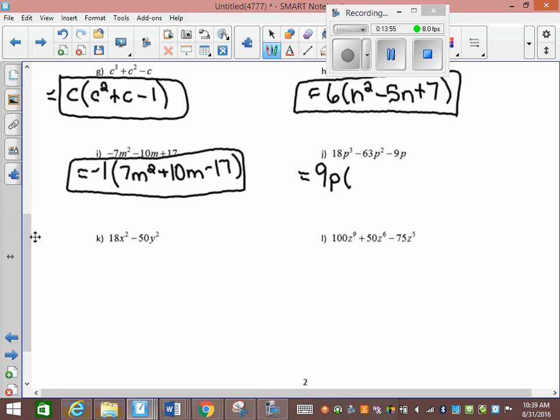18 divided by 9 is 2. p cubed divided by p is p squared. 63 divided by 9, 7. p squared divided by p, p. Minus 9p divided by negative 9p... minus 9 divided by 9, p is minus 1.